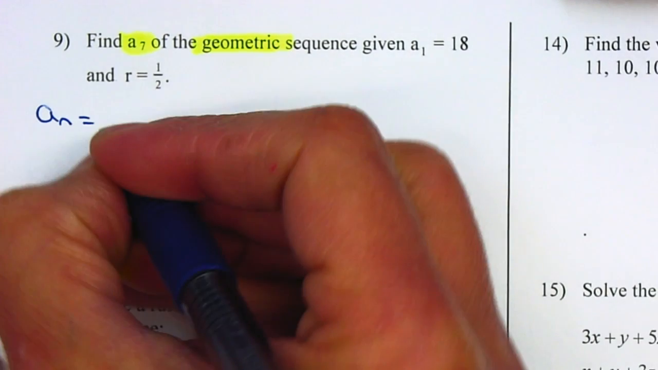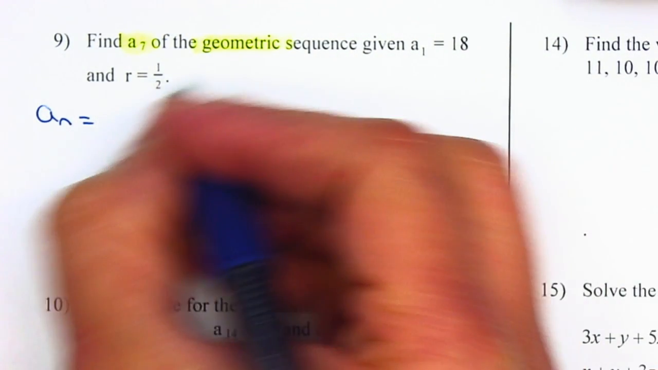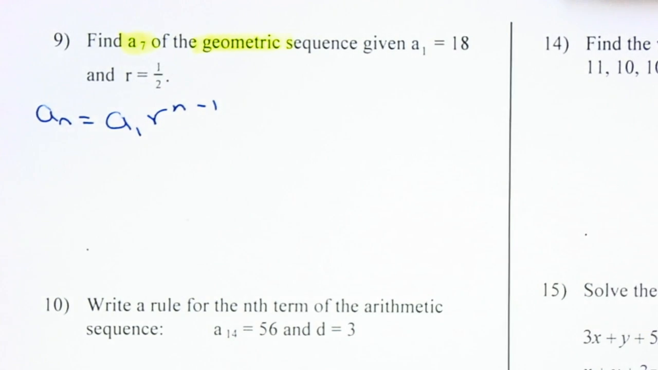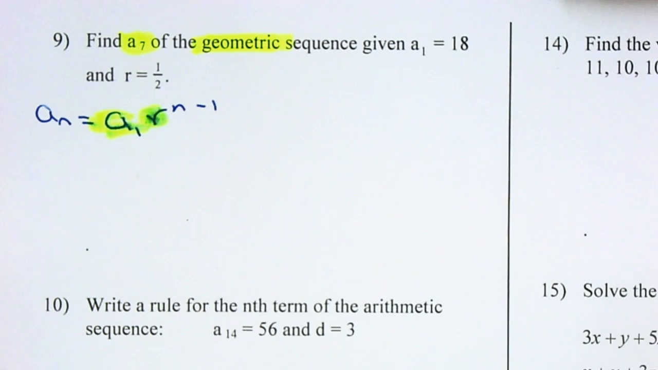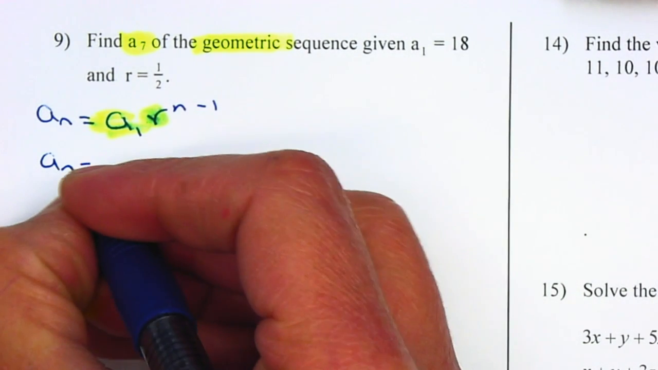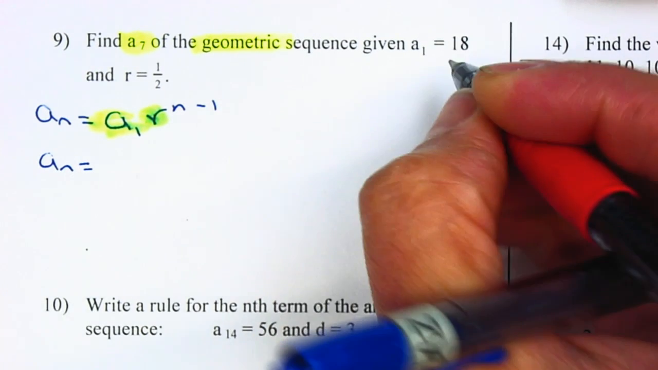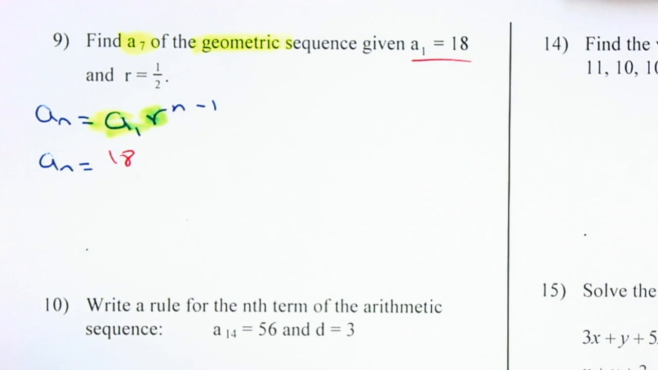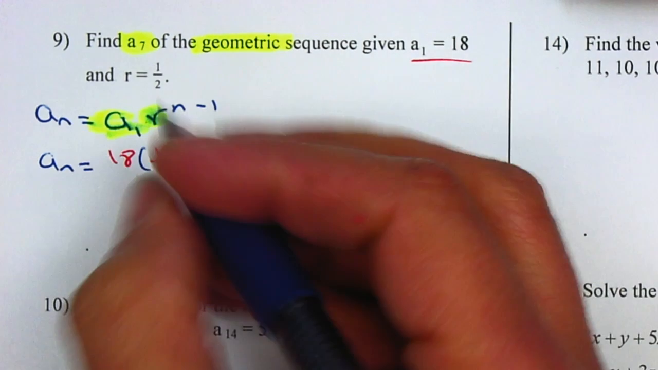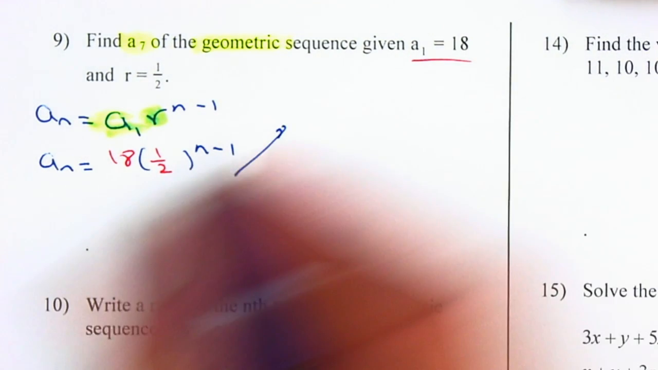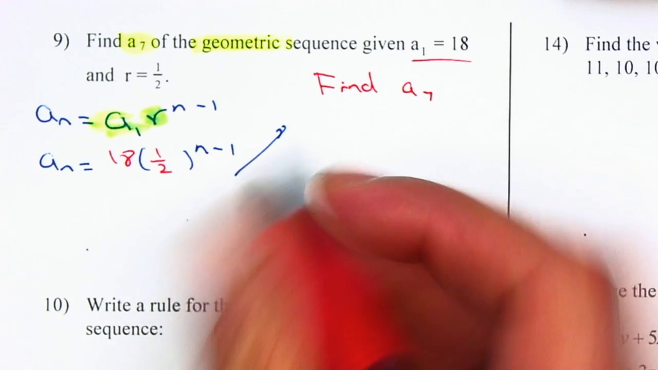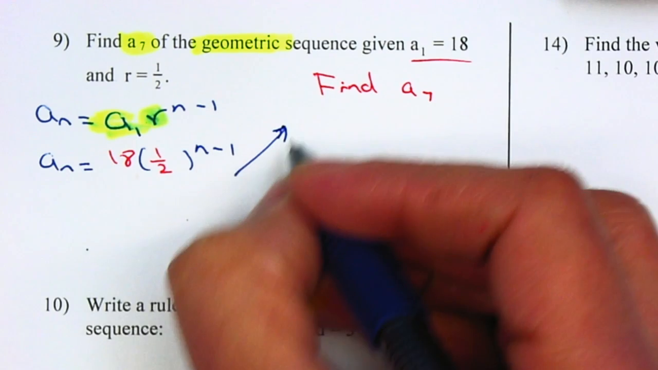So a sub n is equal to, do you remember your formula? Geometric has to have an r. A sub 1 times r to the n minus 1. I need to plug in a sub 1 and r. And once I find that, then I can plug in a 7. So a sub n is equal to, a sub 1 is given to you, which is great. That's 18. R is also given to you, which is 1/2, to the n minus 1. Now that we have that, I can go ahead and find a sub 7. Once you have your equation, you can find any term in the sequence. I'm looking for the 7th term.